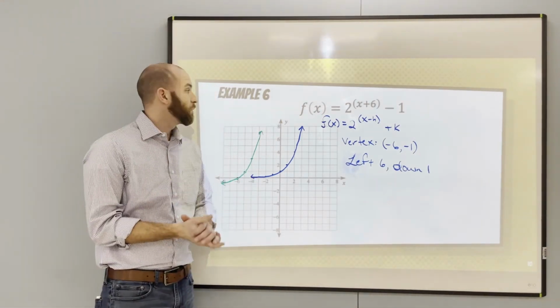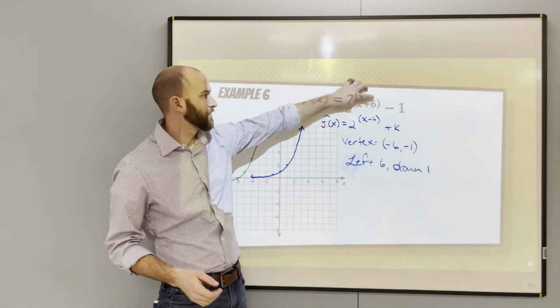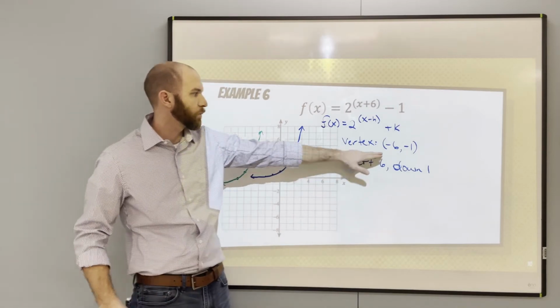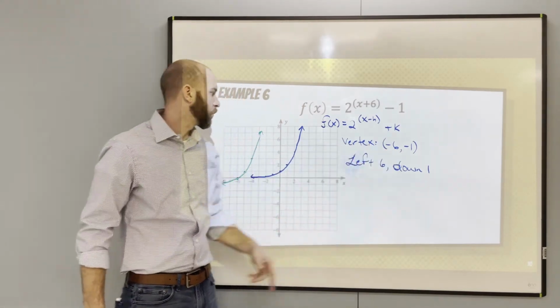On this last example, we see 2 to the x plus 6 power minus 1. The vertex is at -6, -1. That tells us we go left 6 and down 1.